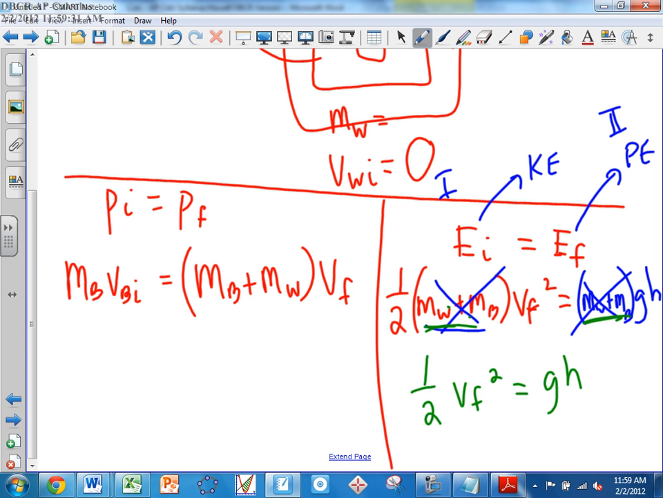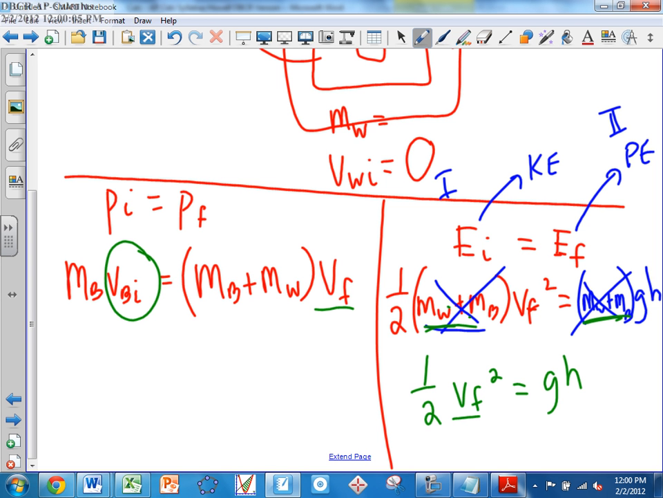Now, the goal of this problem was to find the velocity of the bullet. We are looking for this velocity right here. Again, the problem is saying find the muzzle velocity. The muzzle velocity is the velocity of the bullet as it leaves the gun. So we are trying to find vBi. If I want to find vBi, I can see that there's a vf here and a vf over here. Everybody see that? There's a vf in two spots. So that's going to be my linking variable in this problem.